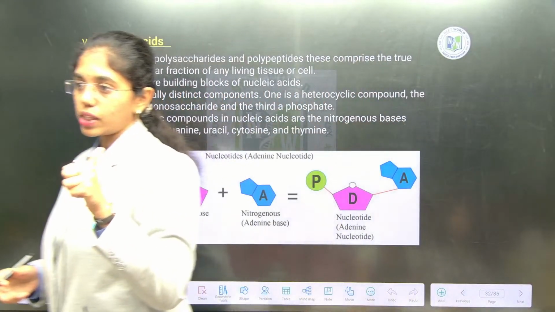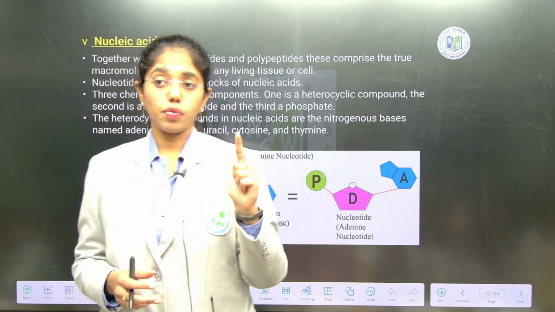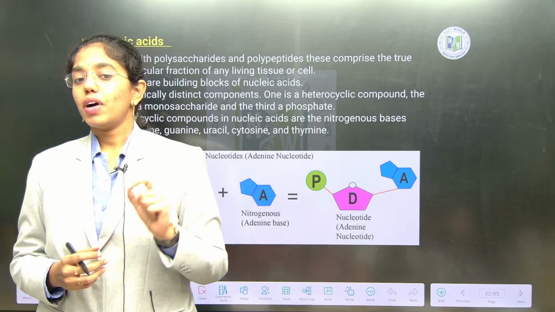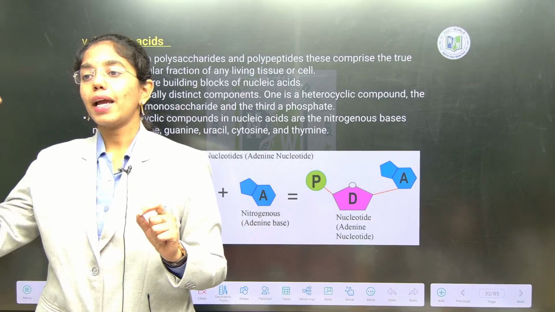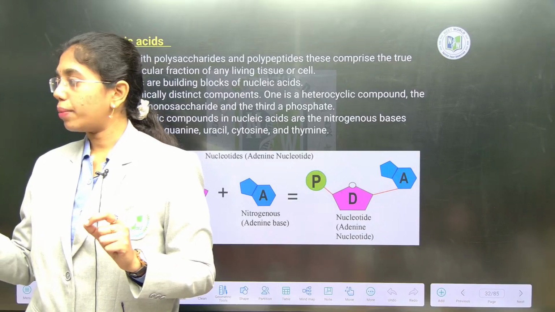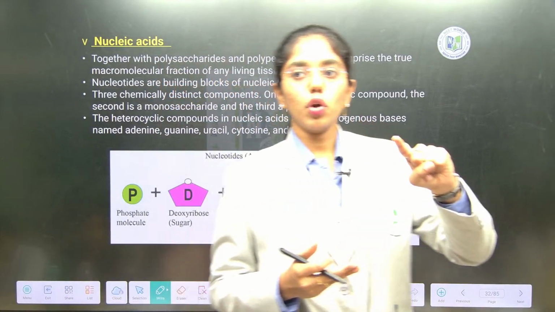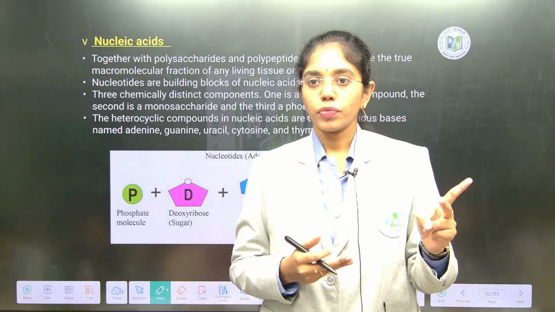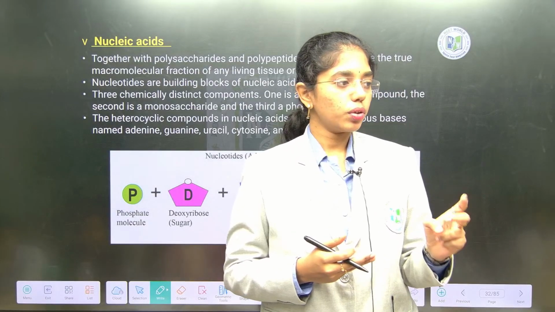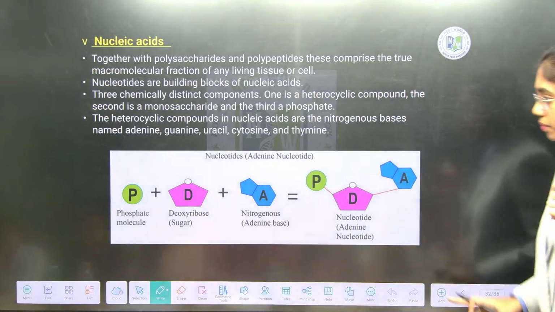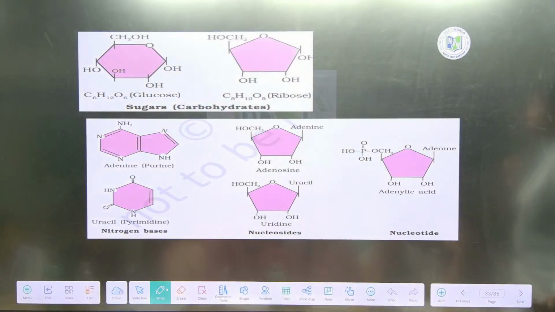Single N-glycosidic bond, phosphoester bond. N-glycosidic bond is formed between which carbon? First carbon of the sugar to N9 of purine and N1 of pyrimidine. And phosphoester bond is formed between C5 of the sugar with the phosphate group of phosphoric acid. Understood? That phosphate itself is giving the negative charge to DNA. Understood, ma? I hope there is no repetition required for the different types of nucleotides that we discussed yesterday. You are clear on that, right?